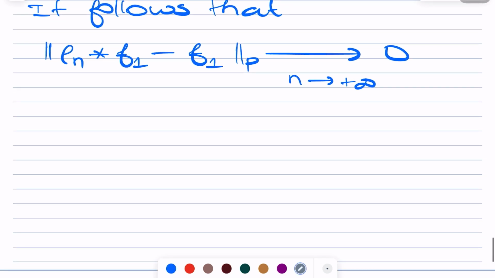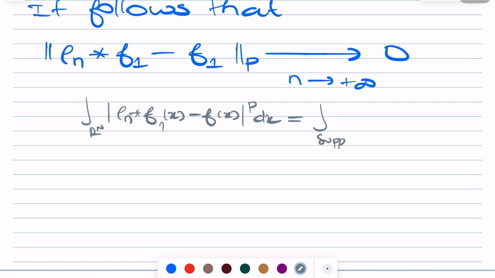This was a bit fast. So this is basically because the LP norm of this is just the norm of rho n convoluted with f1 of x minus f1 of x, everything raised to the power p dx. This is the LP norm here, because I'm not going to write everything to the power 1 over p. So this is equal exactly to the integral over the support of the convolution product of this with f1, up to the value of this minus f1 of x to the power p dx, right?